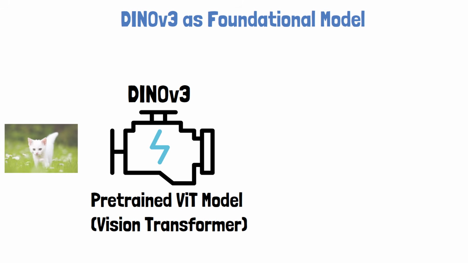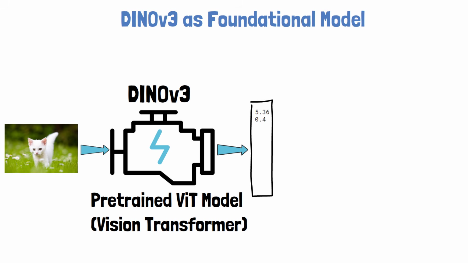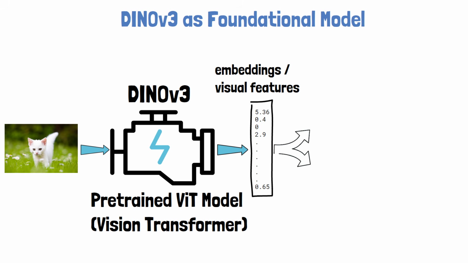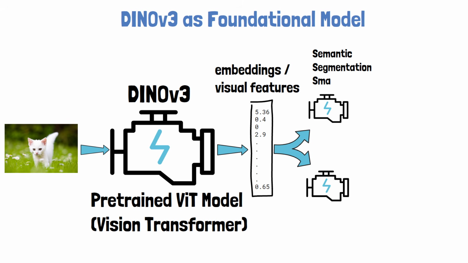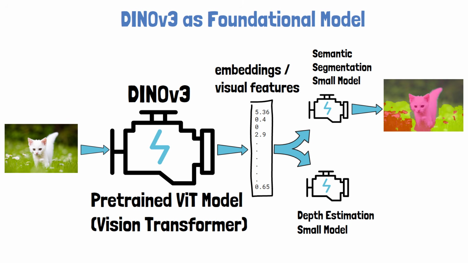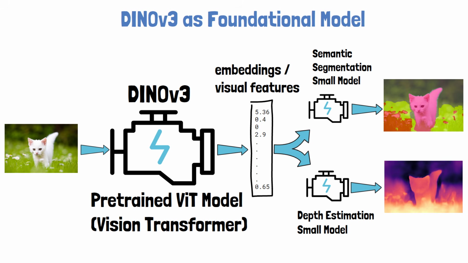Let's take a look at a cat image for example. If we pass it through DINOv3, the model produces a vector of numbers, often called embeddings or visual features. These embeddings capture rich information about the image's content. Once extracted, you can feed them into smaller, simpler models designed for specific tasks. For instance, one model could perform semantic segmentation, labeling different parts of the image, while another could estimate depth information. A crucial property of DINOv3 is that it can often remain frozen while training these task-specific models. In other words, no fine-tuning is required.